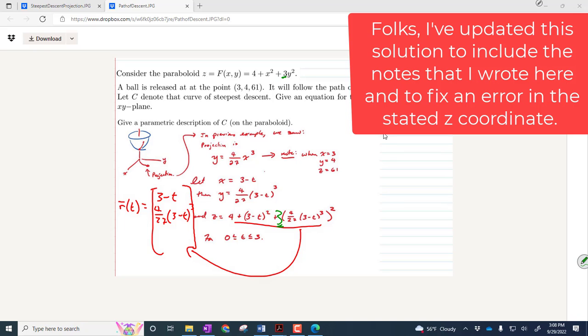Do you see what I'm doing? I'm taking this expression where I see an x, I'm plugging in the 3 minus t. That part had to do with just making sure the parameterization went in the right direction. Then I replaced the y with that expression there in the function. So I dropped that 3 right there. Great catch.